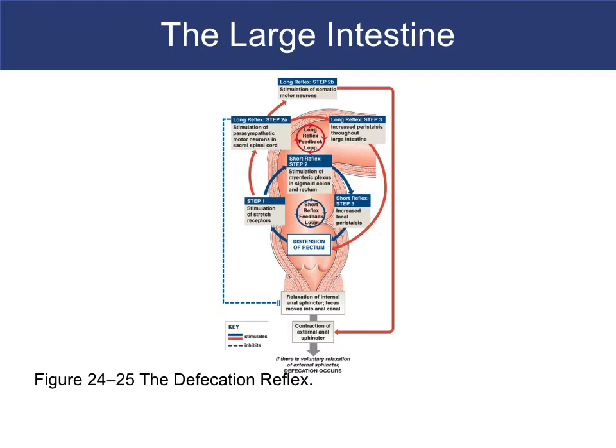I'll let you read this over in the book. It's not tough, but this is what happens. It all depends on some distension of the rectum. Once you get it going, though, once you get these mass movements going, that's what they're called, mass movement. In other words, your colon starts doing this, and it sort of moves everything on out.